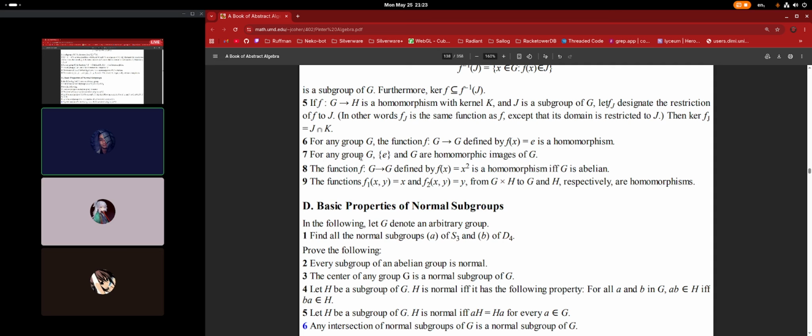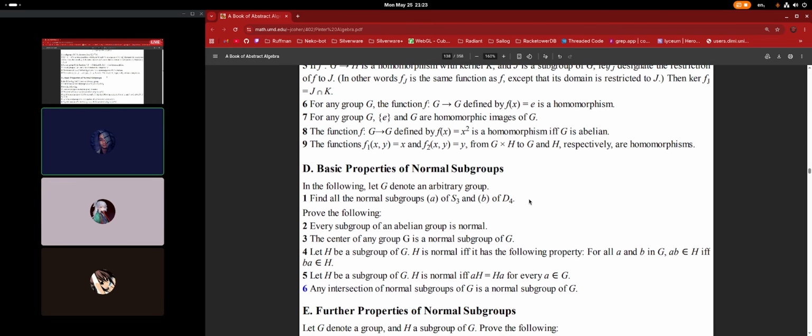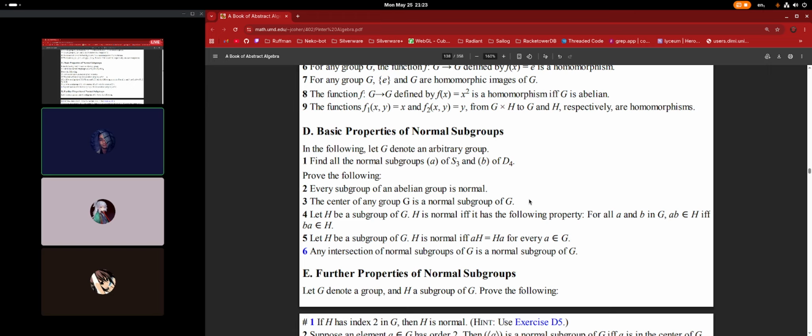For any group G, that and G are homomorphic images of G. Well, G is a homomorphic image of itself. And if you use f from 6, you get this one. So trivially true. Yeah, those, as I said, not that interesting, but they do establish the base cases, so they are important. Okay, D. Does anybody want to talk about D?